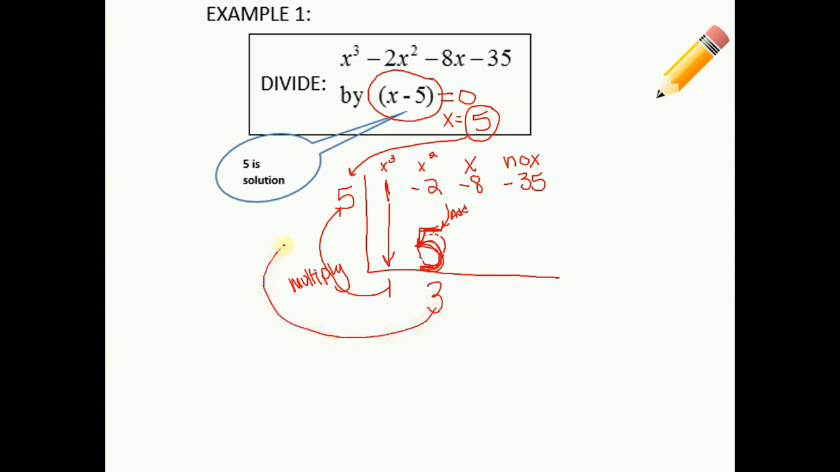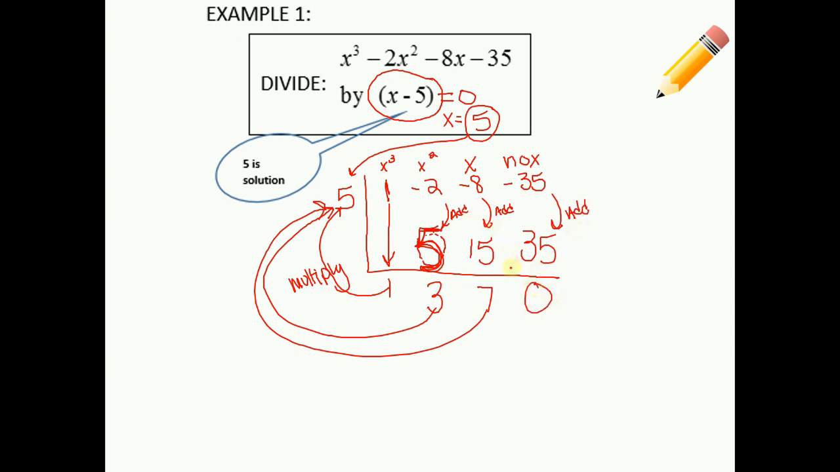Same thing. Go up and multiply. So 3 times 5, that's 15. We're going to add here. So -8 plus 15, that's 7. Go up, multiply. That's 35. Add. That's 0. I like to put smiley faces on the zeros.